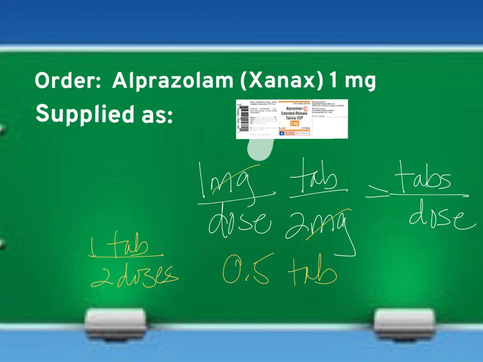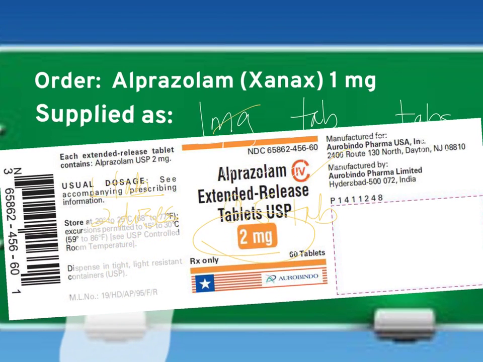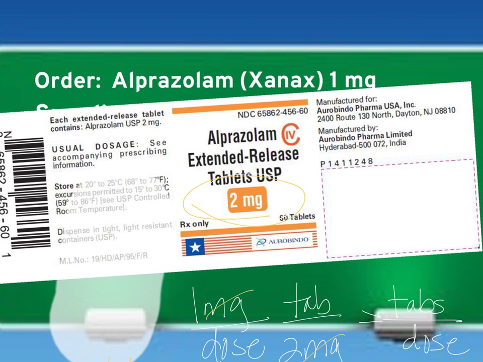But wait, oh my goodness, let's look at that label again. What do we have here? Whoops, sorry. Let's kind of get that out of the way. We have extended release tablets. Oh boy, what happens with that? Well, we can't cut them in half, can we? No, we can't, because once we do that, we've changed the properties of the medication.